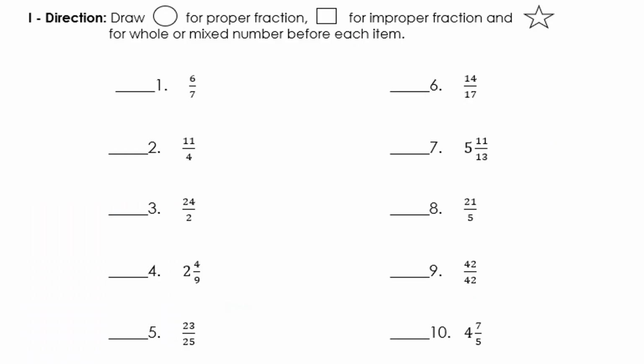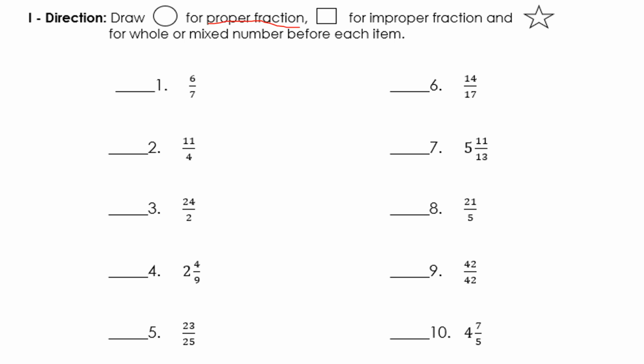Now, we have here number one. Direction: Draw a circle for proper fraction, square for improper fraction, and star for whole or mixed number before its item. Now, let us review first.